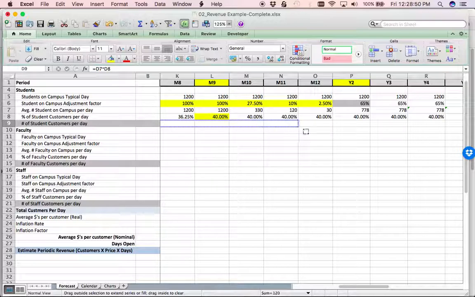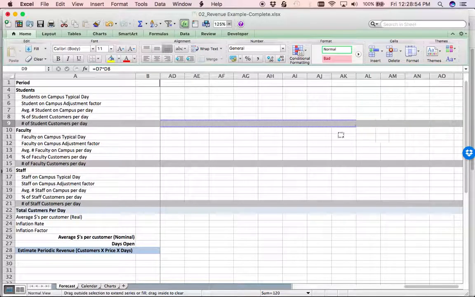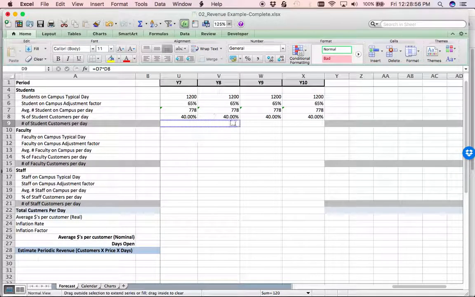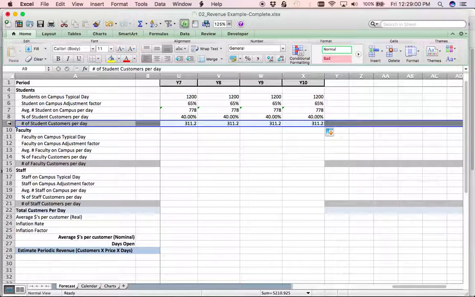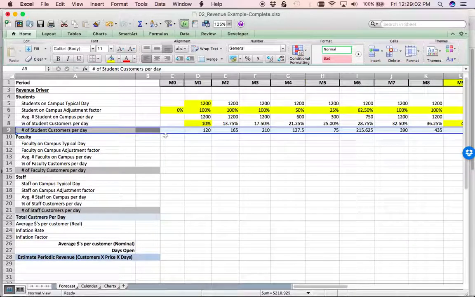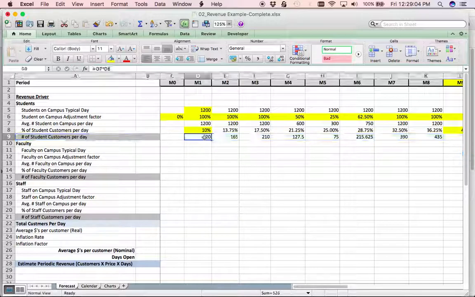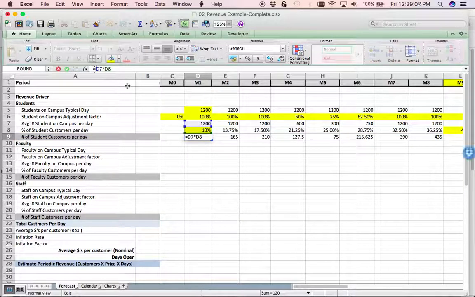Now, when you get out to, never mind, we'll just go out to here. There you go. Now, what I like to do, and I've already got it in there, is whenever I get a value that has a customer count in it, I like to round it. So we'll do the rounding again.